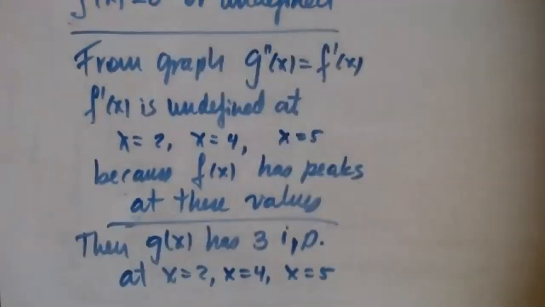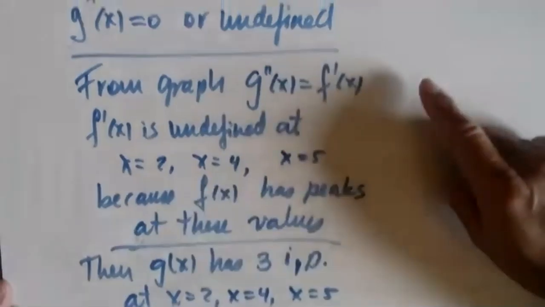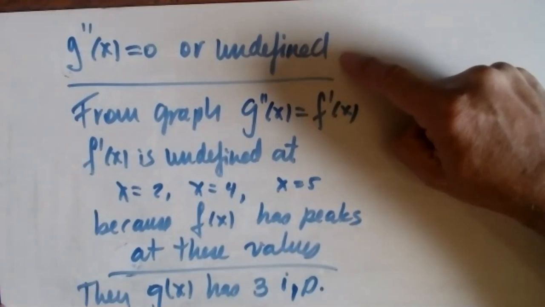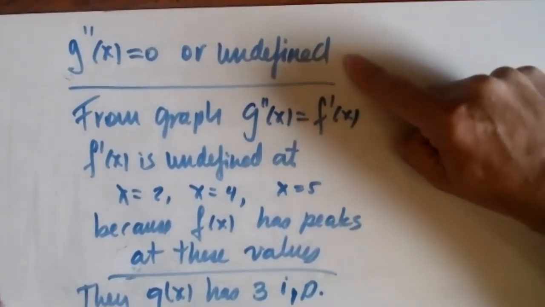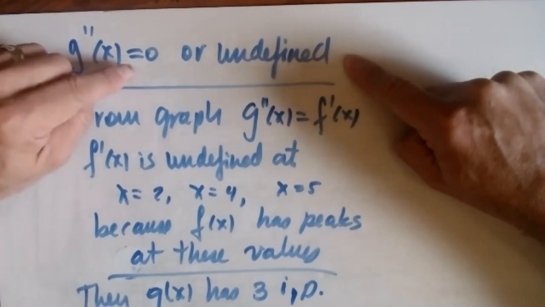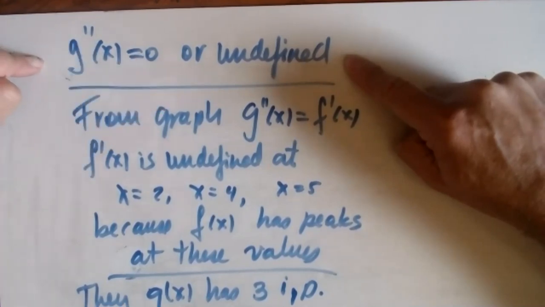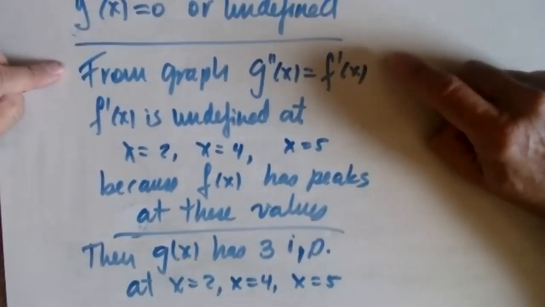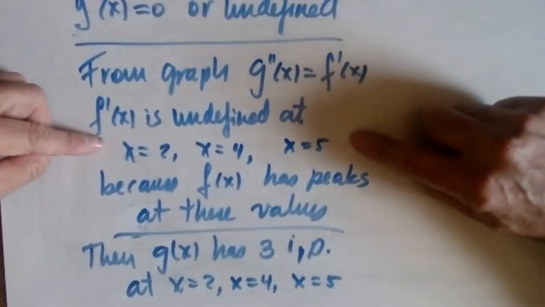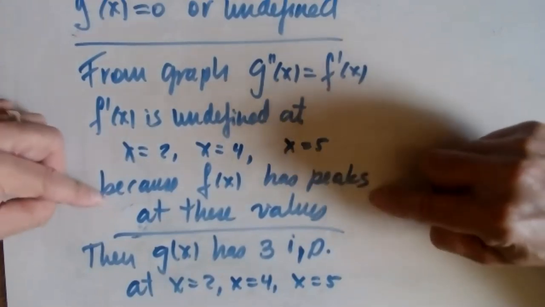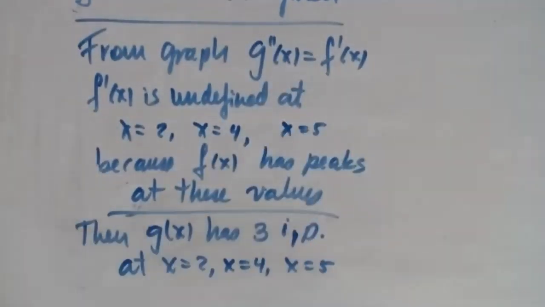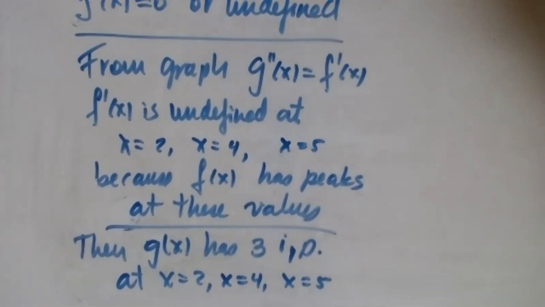This is pretty much what you should write, explaining to the readers your reasoning, why you conclude what you have. And again, everything relies on this concept. For G, the inflection point is where the G double prime is 0 or undefined. Then from the graph, G prime of x is F prime of x. F prime is undefined in these 3 points because it has peaks at these values. Then G of x has 3 IPs at 2, 4, and 5. Okay. Questions here?